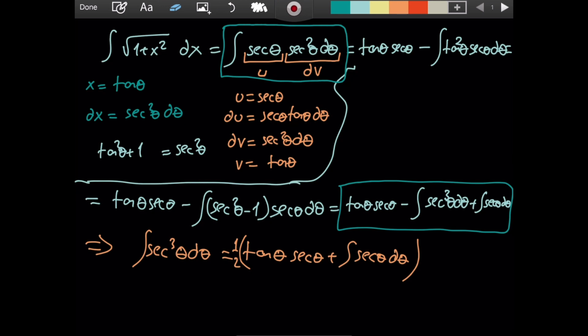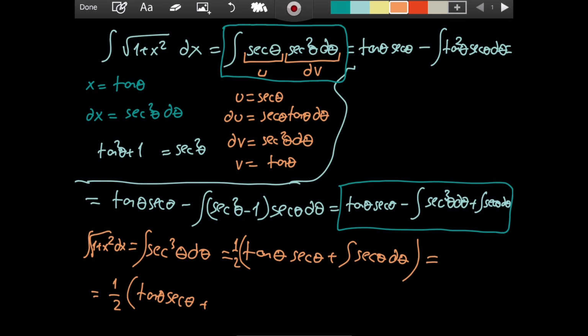And this is useful because remember, the substitution that we made allowed this integral to equal the initial integral that we're trying to find. So this is in fact still equal to this thing that we're trying to solve. All right? And so, after this, it is a lot easier actually. We have 1 over 2 times tangent theta secant theta plus the integral of secant theta d theta.